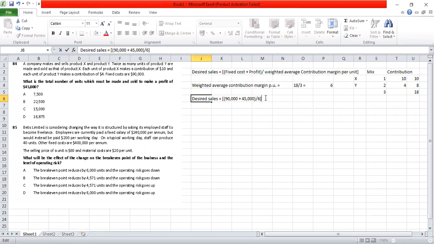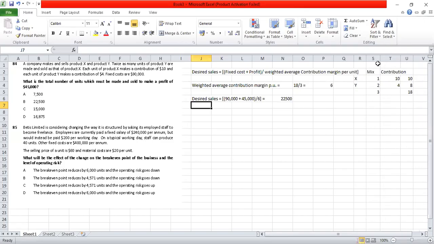Quickly solve this one, which is equal to 135 divided by 6. So 22,500. Yes, ma'am. Correct. 84th question, the answer is 22,500.